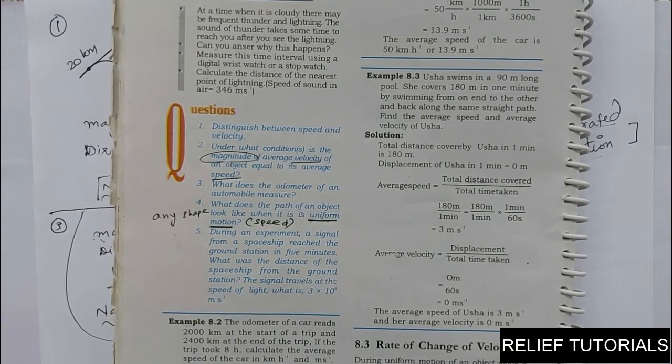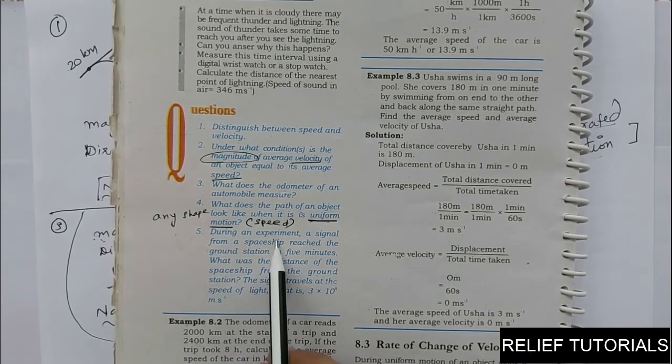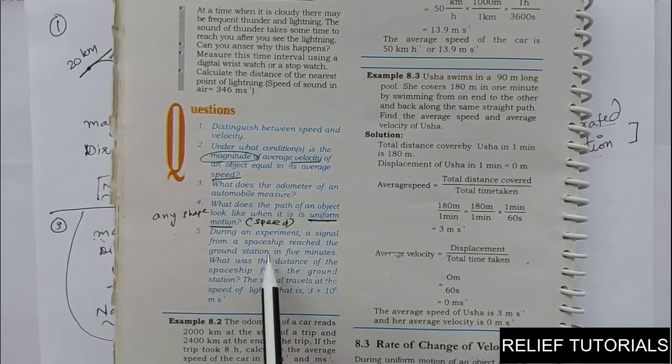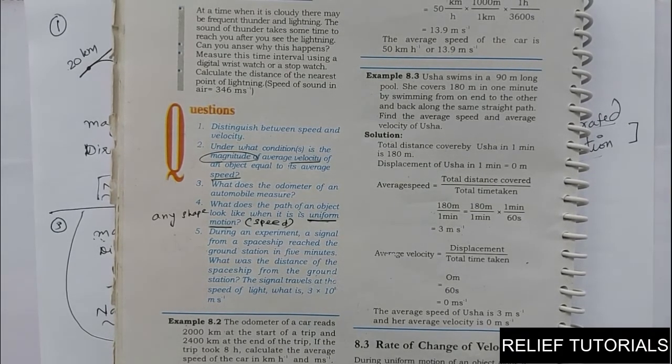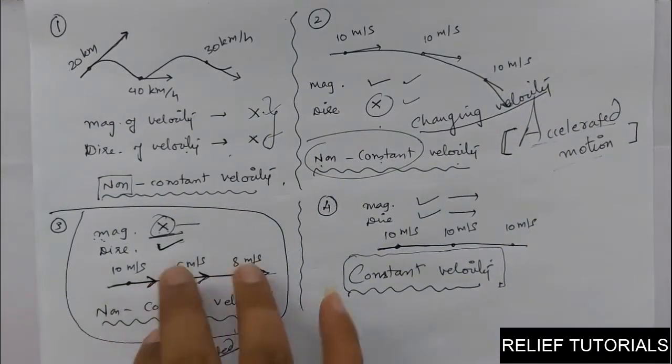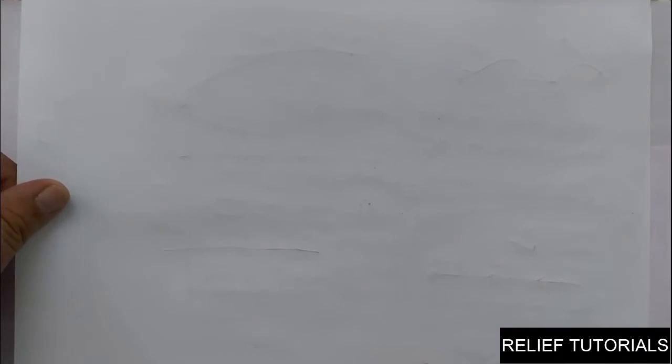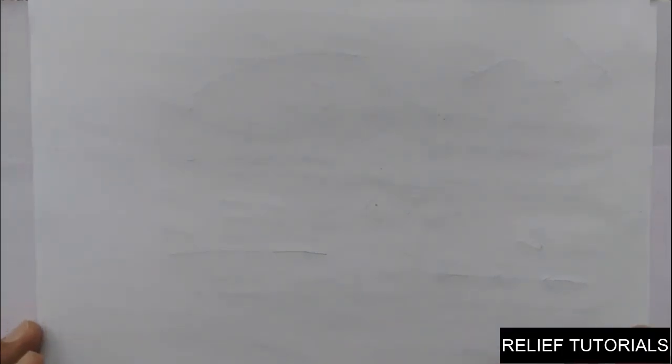Next example, question number 5. During an experiment, a signal from a spaceship reached the ground station in 5 minutes. What was the distance of the spaceship from the ground station? The signal travels at the speed of 3 into 10 raised to 8 meter per second. It's a numerical. Let me draw the condition. Please take out your textbook if you don't have it and read the question carefully.